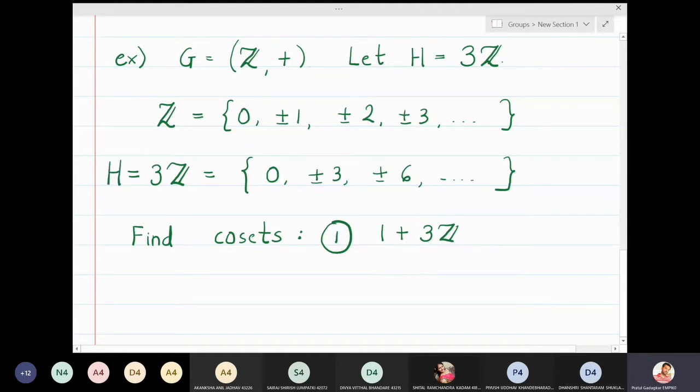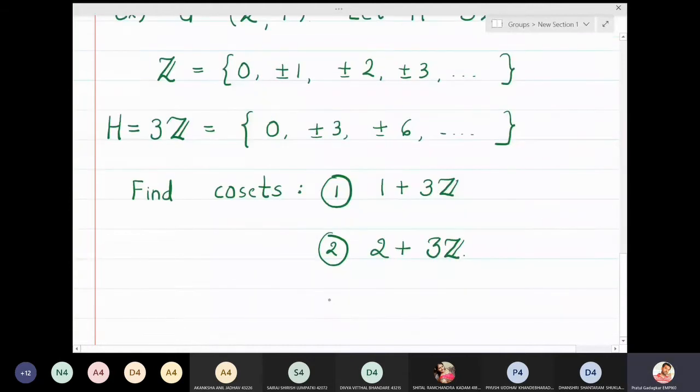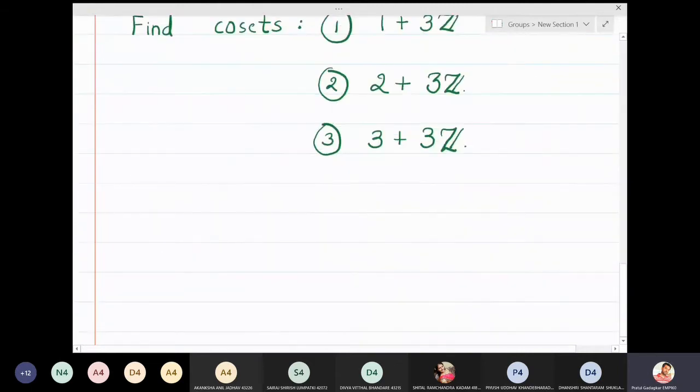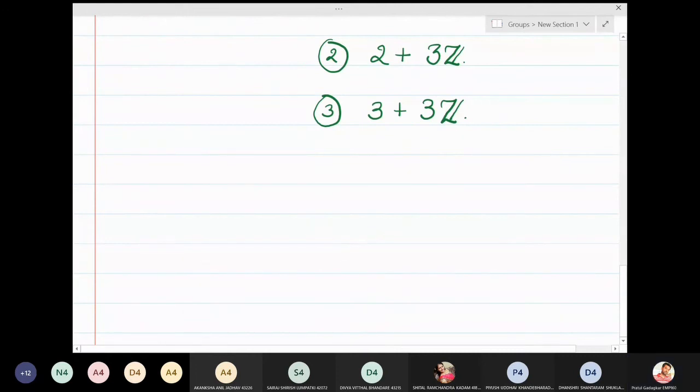The second coset that we will find will be 2 star H, meaning 2 plus 3Z. Third coset, let me take 3 plus 3Z. We will find these three cosets, okay? And see what they come out to be. So let me draw the picture for you.